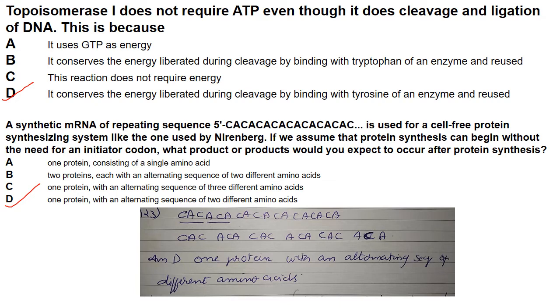Topoisomerase 1 does not require ATP, though it does cleavage and ligation of DNA. This is because it conserves the energy liberated during the cleavage by binding with a tyrosine of the enzyme and reuses it. Answer is option D.